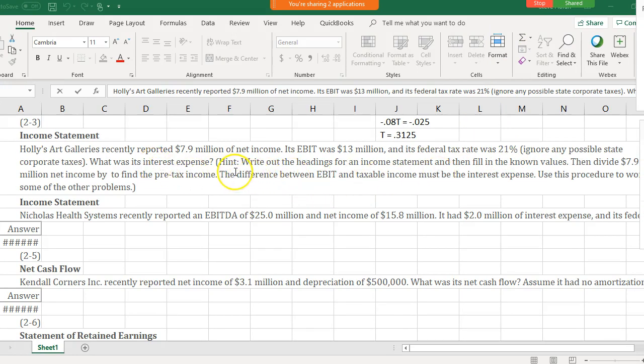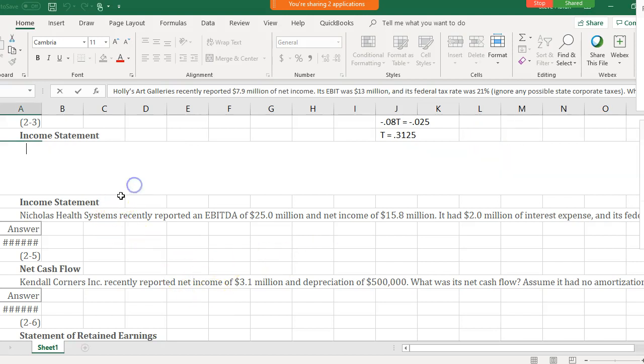The way to do this is to write out the headings of an income statement, solve for the known values, and then take the net income number and divide that by tax to get to the pre-tax number, which allows us to solve for this. So $7.9 million net income, EBIT, which is earnings before interest and tax, is 13, and a 21% tax rate. Those are the key things to look at.